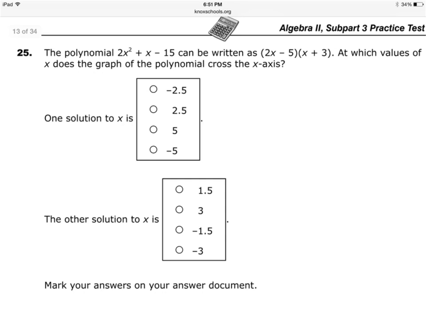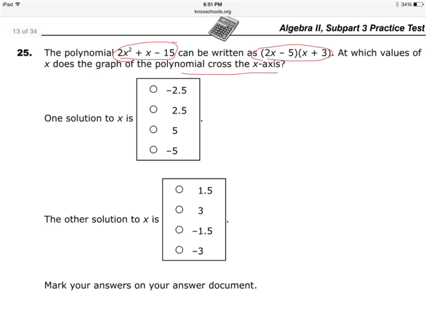25 says the polynomial 2x squared plus x minus 15 can be written as (2x minus 5) times (x plus 3). At which values of x does the graph of the polynomial cross the x-axis? So crossing the x-axis means that's a 0.